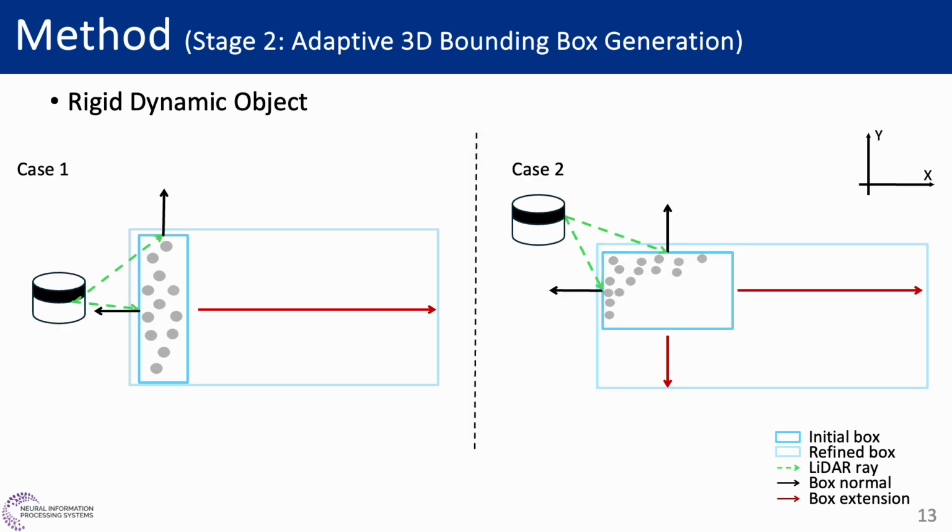For rigid dynamic objects, we refine the box within a single frame by splitting into two cases. We compute the dot product between the ray from the LiDAR to the center of the initial box and the normal vector of the initial bounding box. If the value is negative, we extend the box in the opposite direction along that normal.